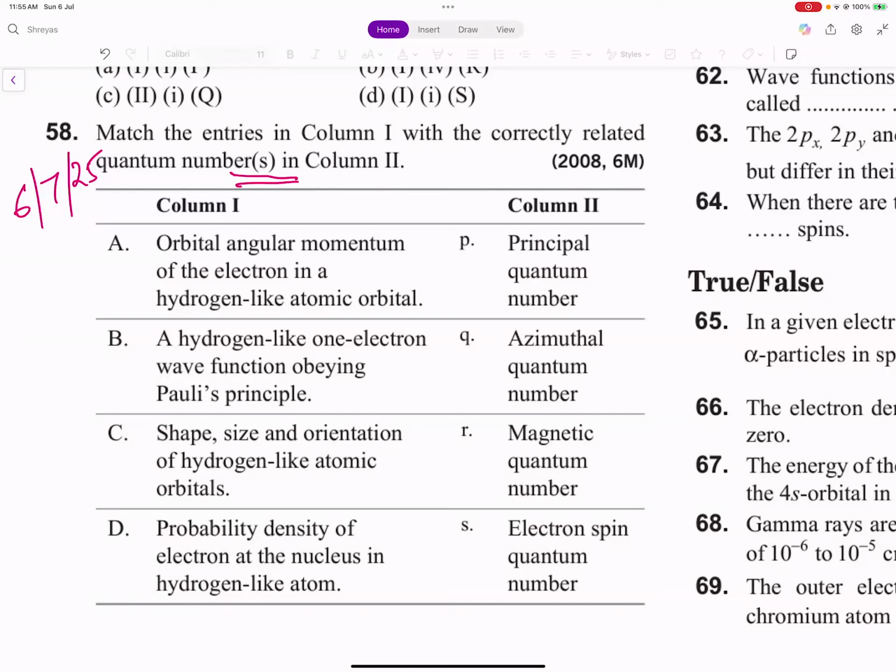Sir, B is all of them. And C is for everything except spin. B is for all of them, right? Yeah. And C? Everything except spin. Okay. And D? Sir, only P and Q. No, why not R? Because probability density is a function of n, l, m, right? Oh, right. Okay.